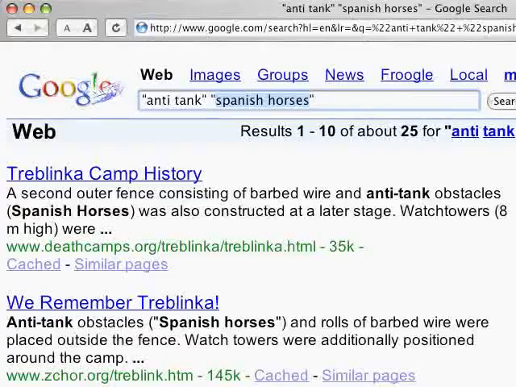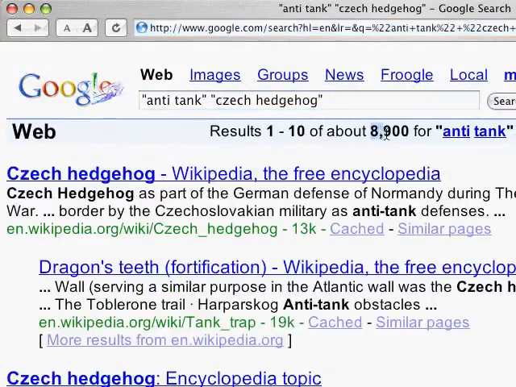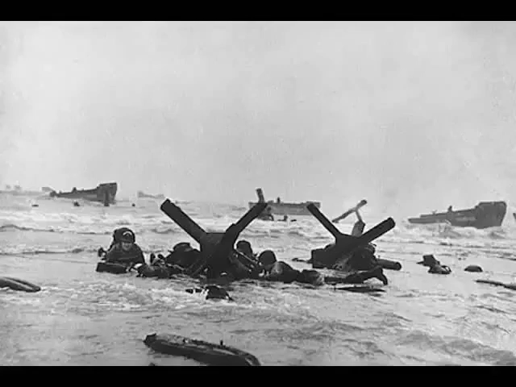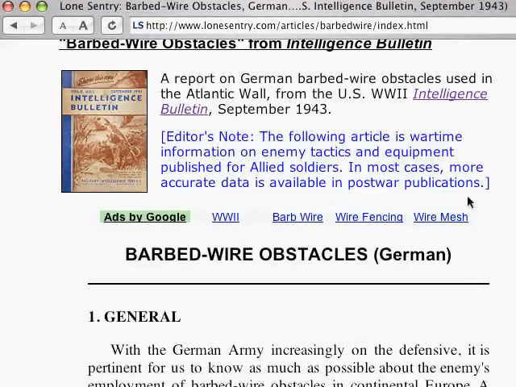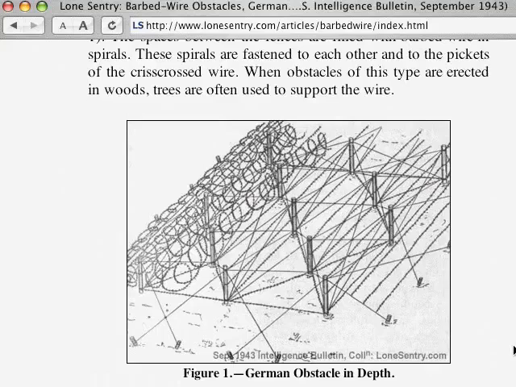That might be why a Google search on this returns 25 hits, while a search on anti-tank and Czech hedgehog returns 8,900 hits. But what's in a name anyway? The main point is that stringing barbed wire from a contraption like this when tanks were not a factor would have been ridiculous. We go back to the September 1943 issue of the Intelligence Bulletin to another article called Barbed Wire Obstacles, German, and see a gnarly barbed wire obstacle 33 feet deep. And this is just a battlefield obstacle. Surely they'd put more energy into a death camp fence.